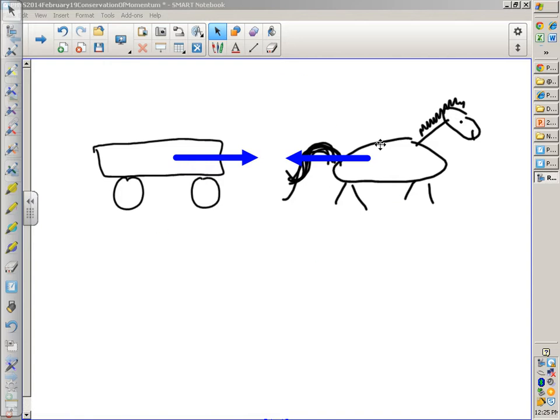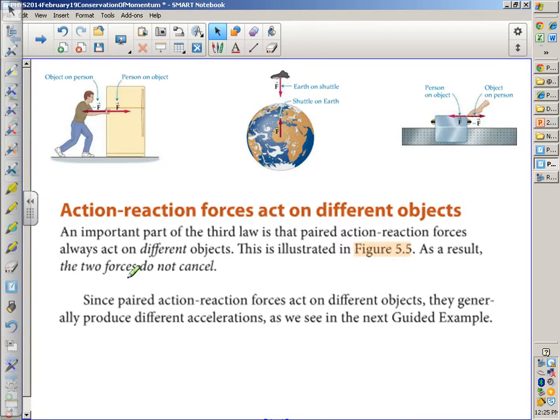If this was the case, what would happen in our situation here? Sorry, scratch that question. They have to be connected, that's how this happens, right? Horse pulls on cart, cart pulls on horse. So, do they cancel each other out? No. Why? They're not on the same thing. Action-reaction forces always act on different objects.